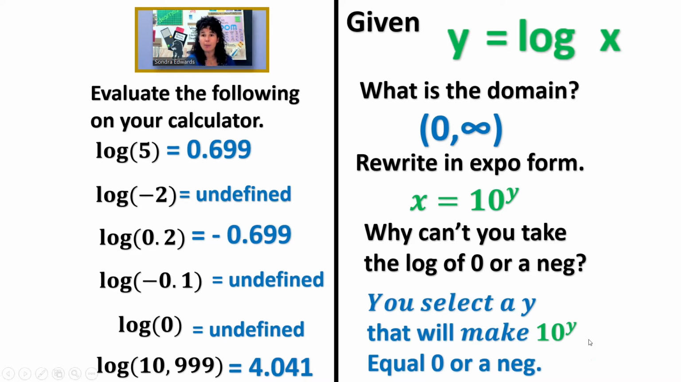No matter what number I substitute in for y, which is the answer to the logarithm, no matter what number I plug in for y, I'm only going to get out positive numbers. It's impossible to get out a negative number or to get out 0. That is why we cannot take the log of 0 or a negative number, because x really represents the answer to an exponential function, which is going to be greater than 0.